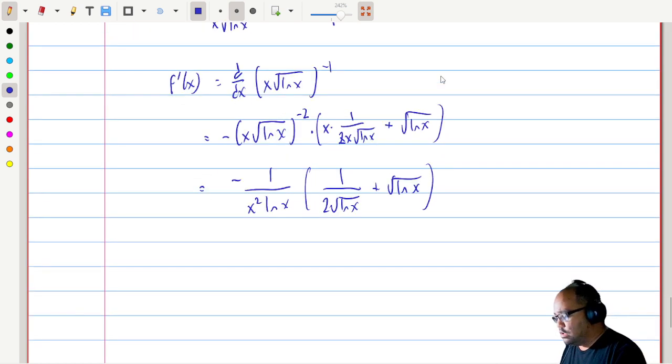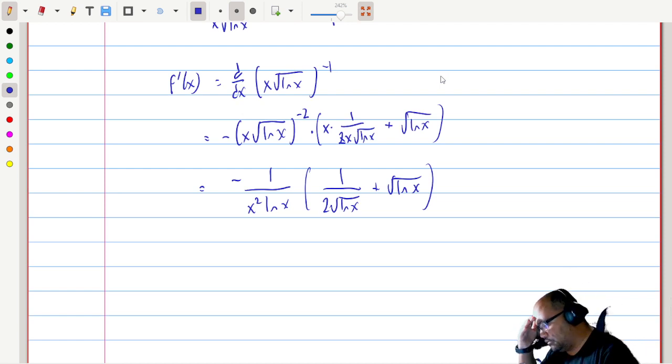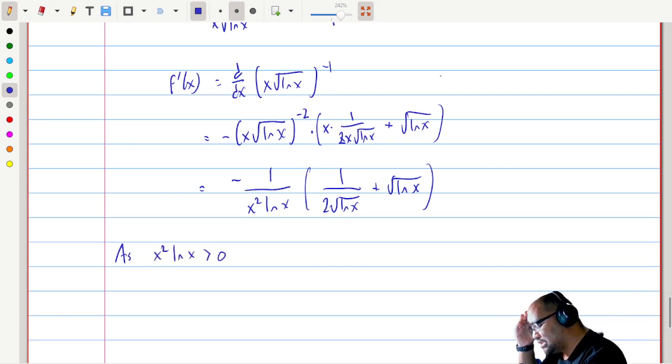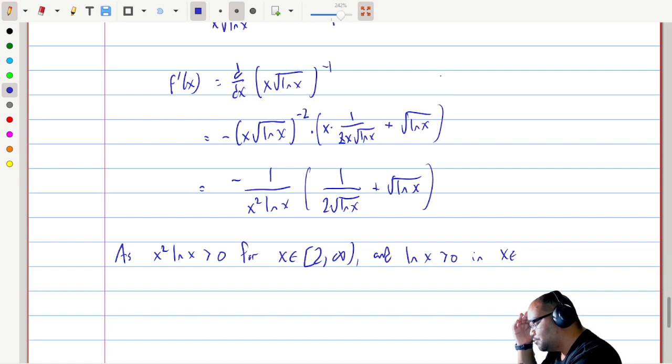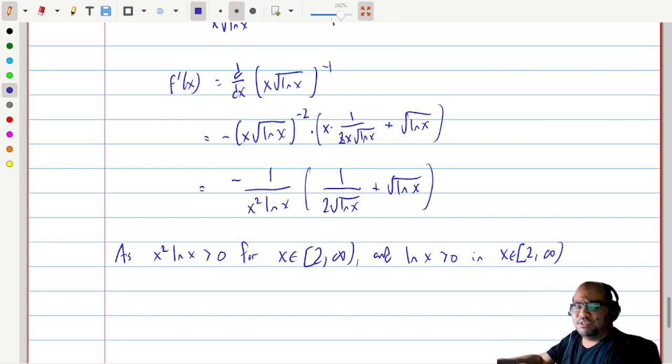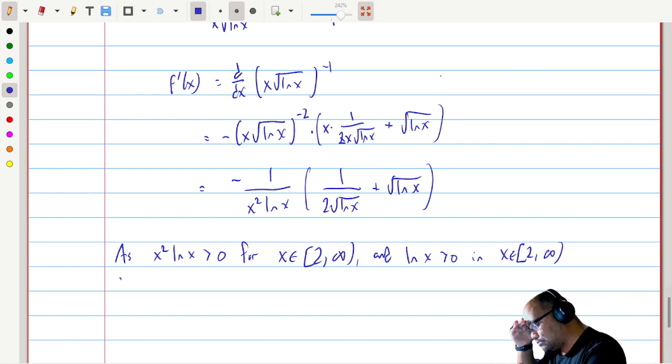All right, so we just need to show that this is negative, okay? So, in fact, x squared log x is positive for x in the interval 2 to infinity. And log x is positive in that interval. Well, we have a positive number times a positive number, that's a positive number, times a positive number, with a minus sign out there. So the derivative is negative.